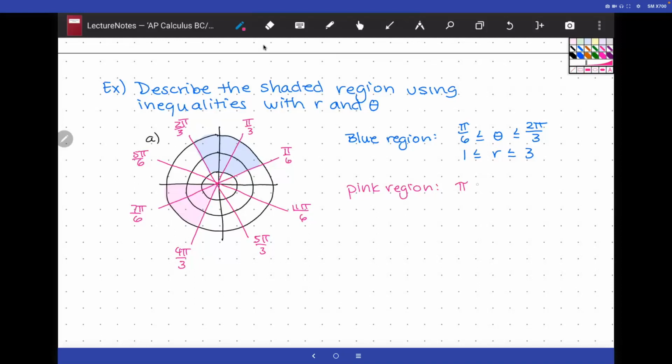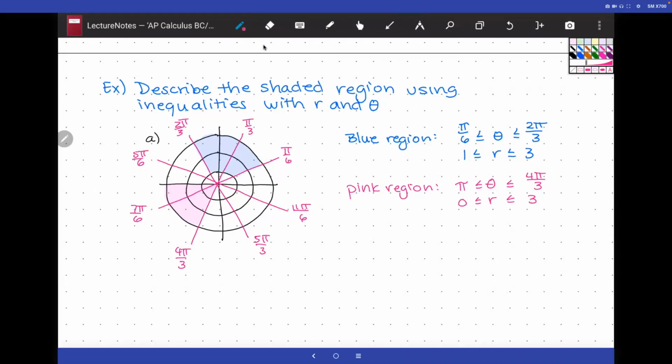Pi. I heard pi. Thought. Yeah. Less than or equal, r less than or equal to 4 pi over 3. Is that right? Good. What's r?